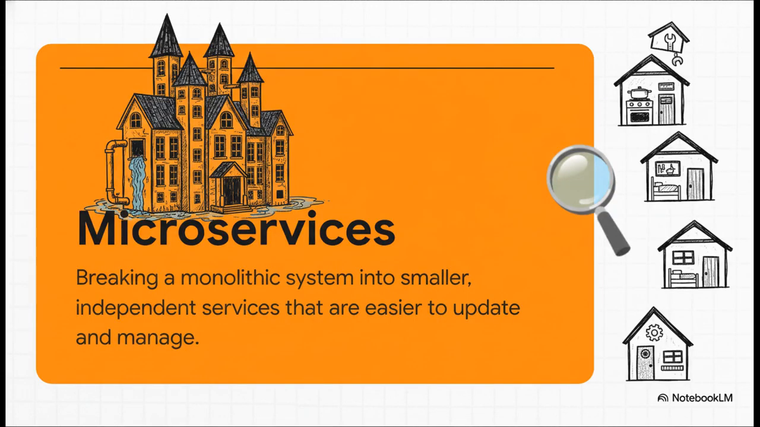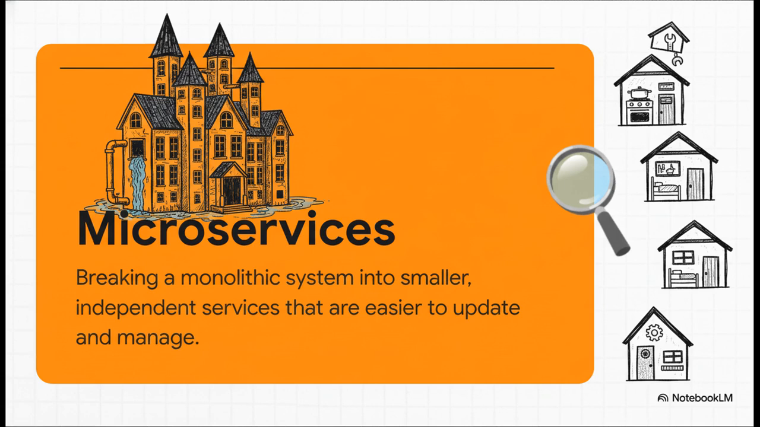All right, so I mentioned microservices. What the heck are they? Let's go back to our house analogy. Imagine your old clunky app is one giant monolithic mansion. It's all one huge building. If a single pipe bursts in the kitchen, guess what? The whole mansion floods. It's a disaster.